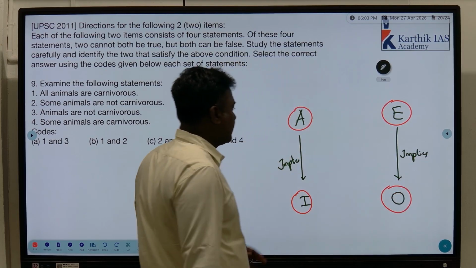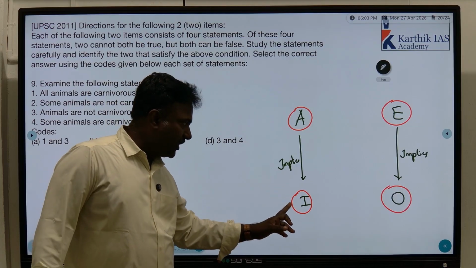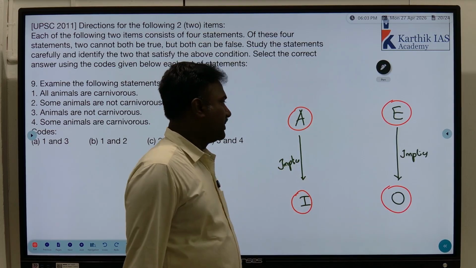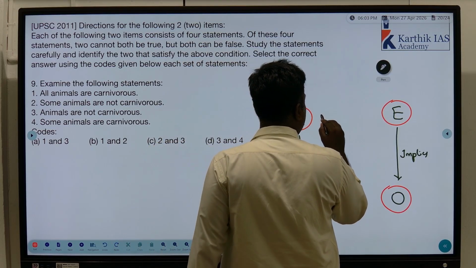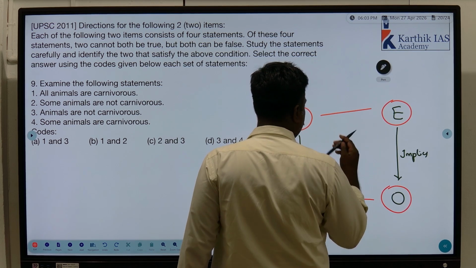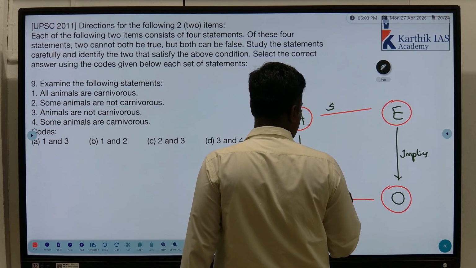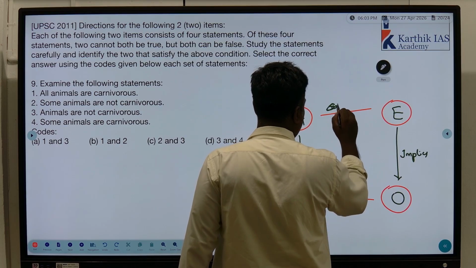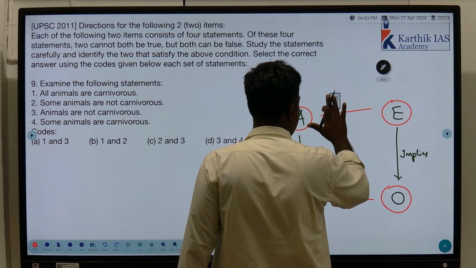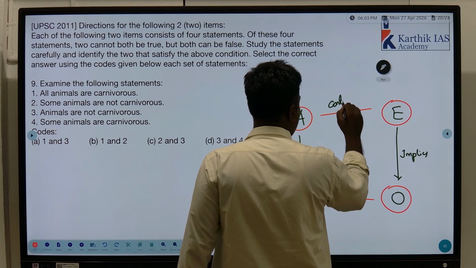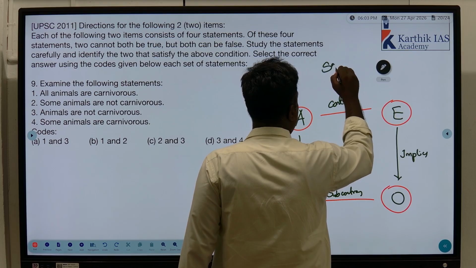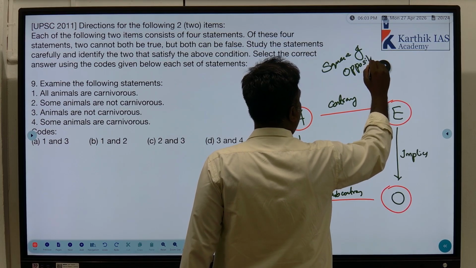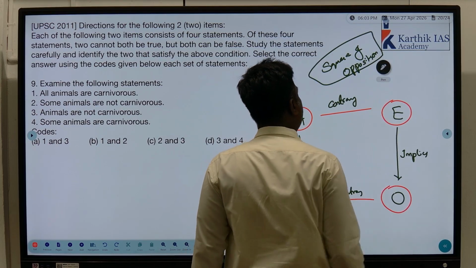So what it means is, if all A's are B's, then some A's are B's is true. If no A's are B's, then some A's are not B's is true. Understand? These two are called contrary. These two are called subcontrary. This is called square of opposition. If you search on the net, you will understand square of opposition. Only if you know this, you can answer this question.